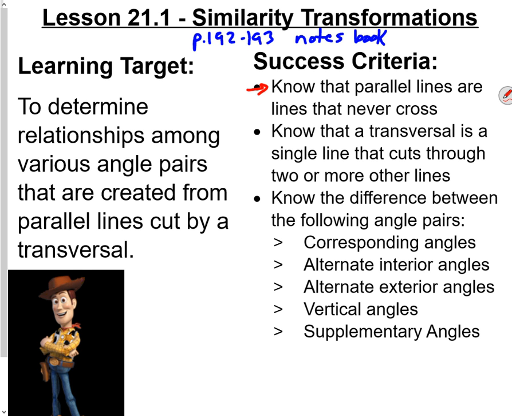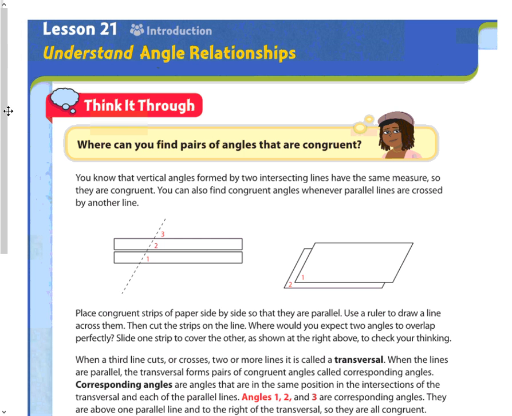You got to know also that a transversal, which is a vocab word, is a single line that cuts through two or more other lines. So when it cuts through something, it's called a transversal. And the other thing that we're going to go through today, and you really got to know, is the difference between these names of angle pairs: corresponding angles, alternate interior angles, alternate exterior angles, vertical angles, and then also some different types of supplementary angles, including same side interior angles. So let's get started right away.